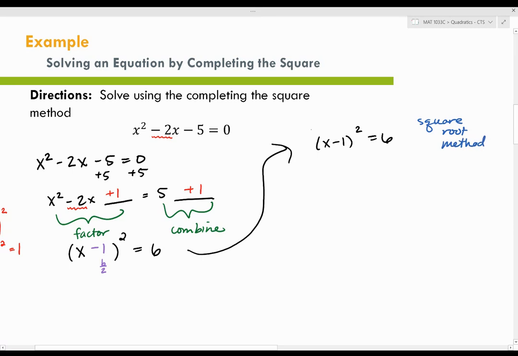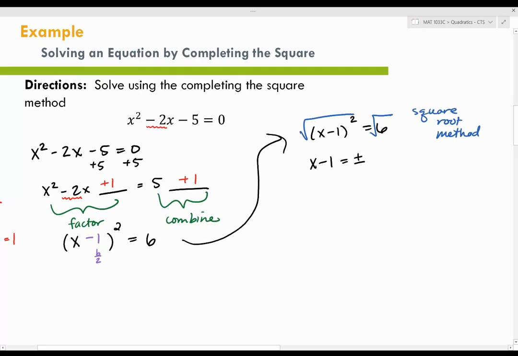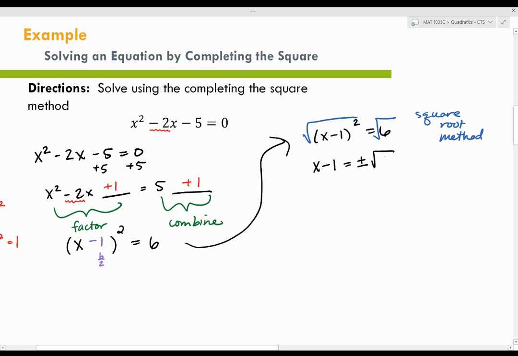Which means we're going to take the square root of both sides. And once we do that, on the left-hand side, we're going to be left with x − 1. We're going to put the plus-minus symbol on the right-hand side and take the square root of 6. The square root of 6 doesn't break down and it doesn't reduce any farther, so we're going to leave it the way that it is.